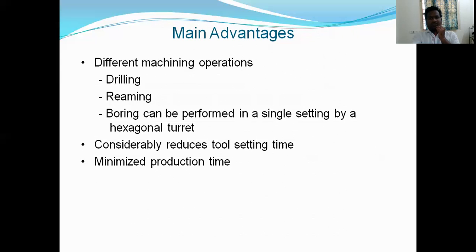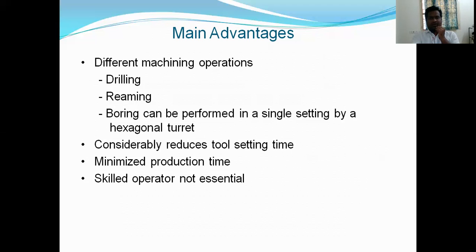Also, it reduces the tool setting time. Here we don't have to change the tools every time. Once we have fixed the tools, that will be useful for us. Only the indexing is needed. That's why the setting time and the production time are reduced. Production time reduced means the number of products produced in less time.